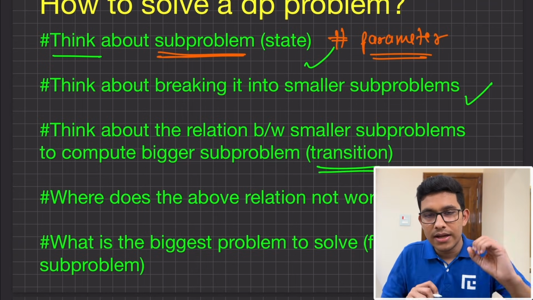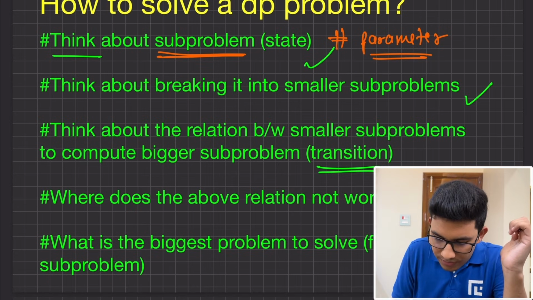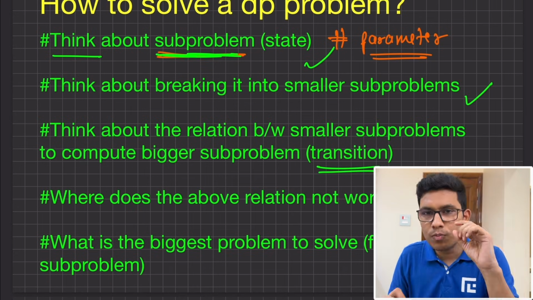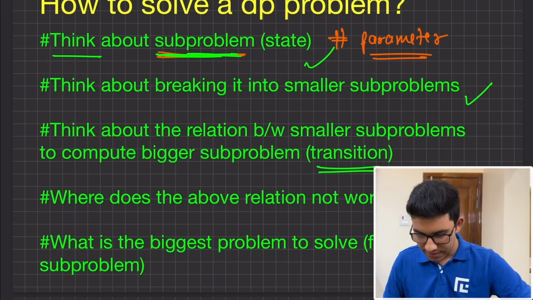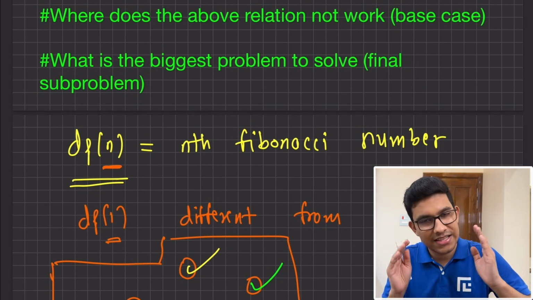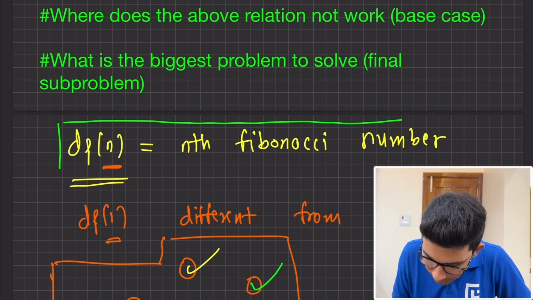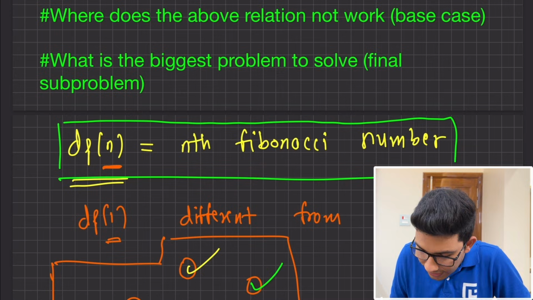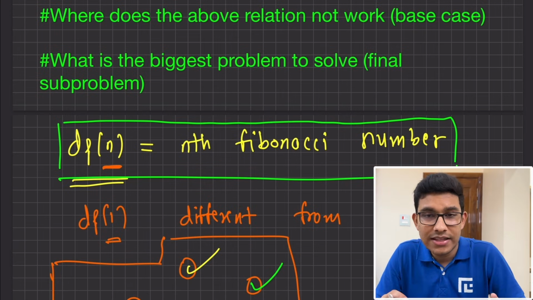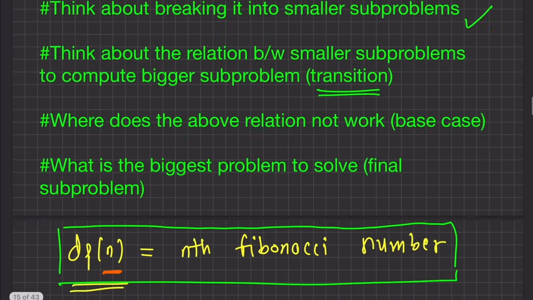Got it? Now, before we go further, it is also very, very important that when you're writing that this is the subproblem, you must define it. See, here I've defined it like this, right? dp of n is equal to nth Fibonacci number. This is very, very important. This statement, if you don't write in a DP problem, nobody is going to understand. In fact, you yourself are not going to understand what your DP state means. Got it? So this is very important.